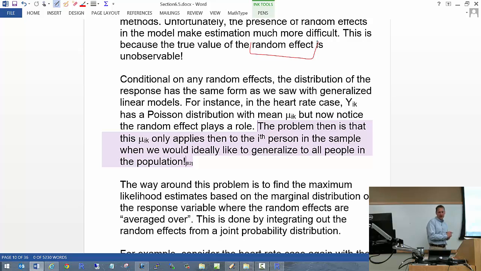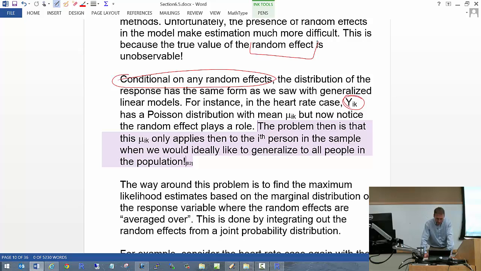But what we can do is this. How about we essentially write out a probability distribution for our y given a particular b. So in the case of that heart rate example, I can easily state the distribution of y given I know the particular value of b. That distribution of y given b is simply a Poisson distribution. That's it. Okay, no problem at all to do that part.